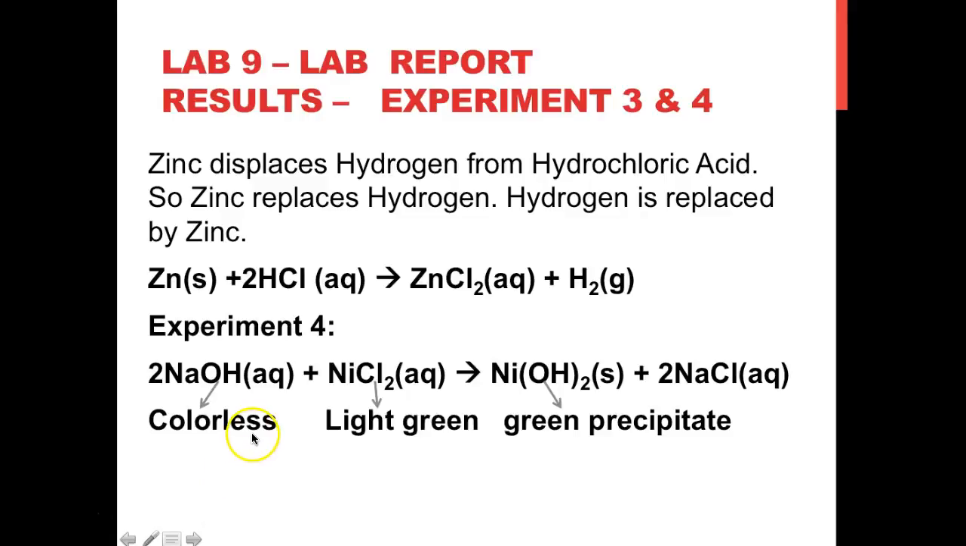So zinc is displacing hydrogen, as we saw in the third experiment, and you get hydrogen gas forming. So initially sodium hydroxide was colorless, nickel 2 chloride was light green, and then a green precipitate or a solid of nickel 2 hydroxide forms.